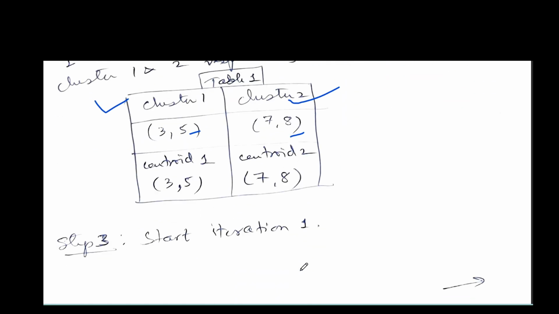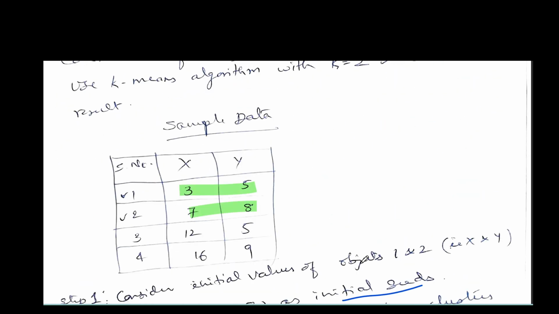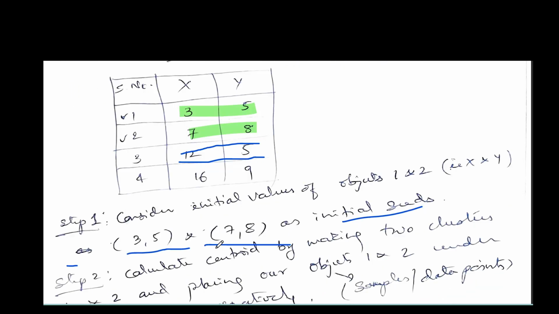Now using the Euclidean distance, which has this formula: square root of (x minus x1) whole square plus (y minus y1) whole square. Using this Euclidean distance formula, we will calculate the clusters now. Now we will take the data point 12 comma 5.